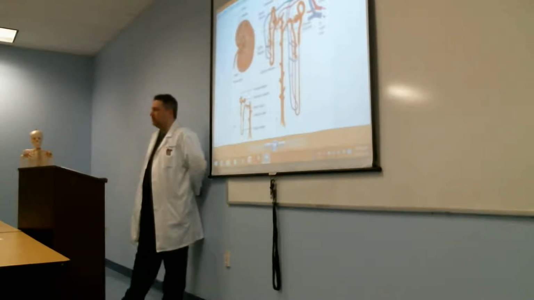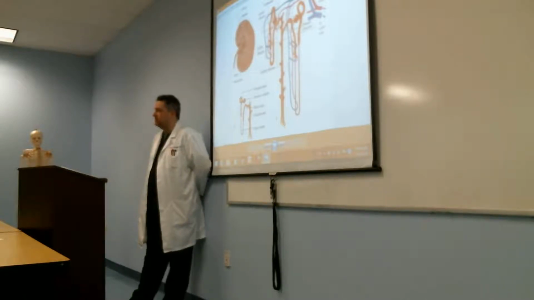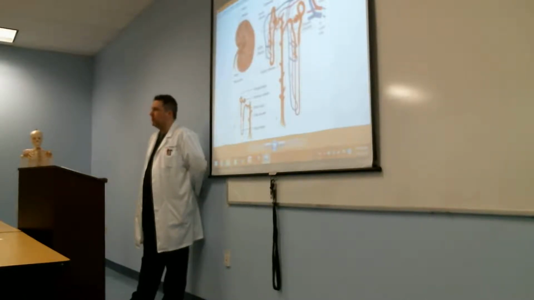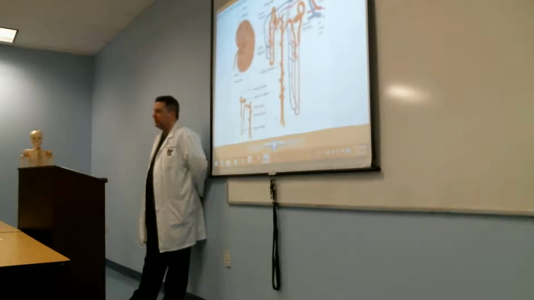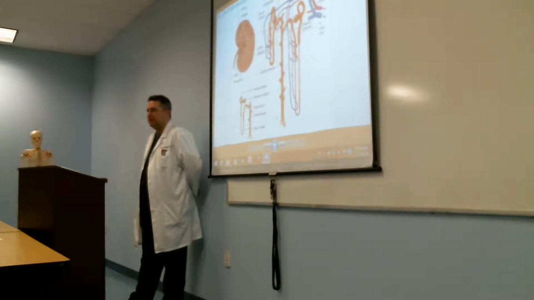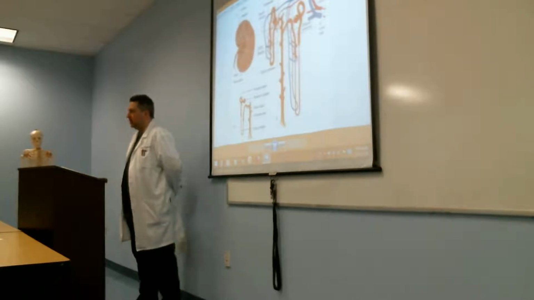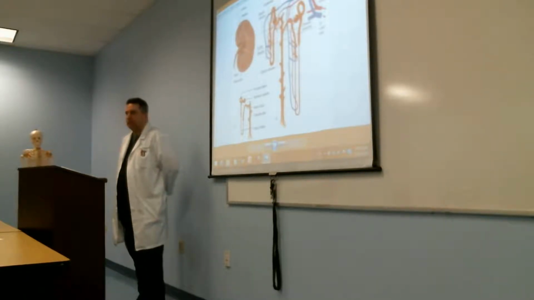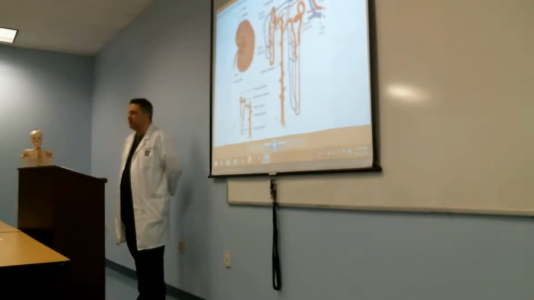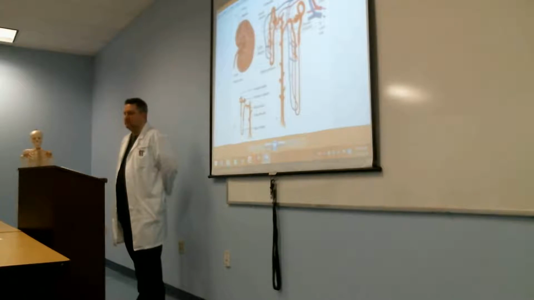So if you look here, the purpose of the urinary system is to regulate the composition of blood and remove waste products from the body. This is done by the production, through filtration, concentration, storage, and excretion, of urine. Adults produce 1,200 to 1,500 cc's of urine. That's about 1 to 3 quarts of urine every day.